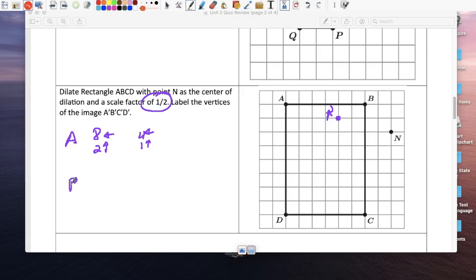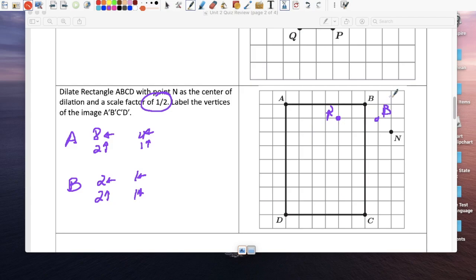B prime, sorry, B. To go to B, I'm going to go 2 left, then 2 up. Cut that in half, it means 1 up and 1 left. So 1 left, 1 up.